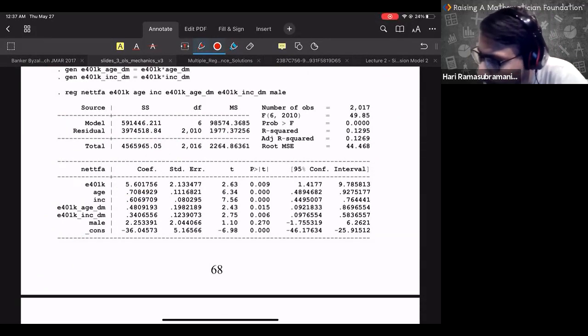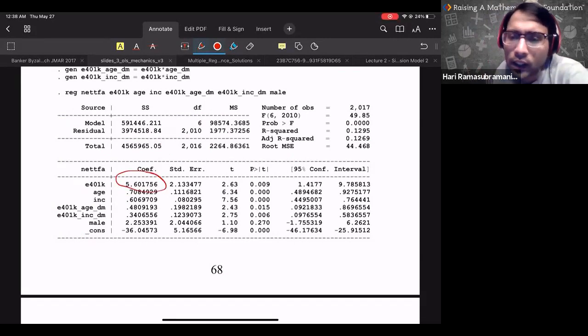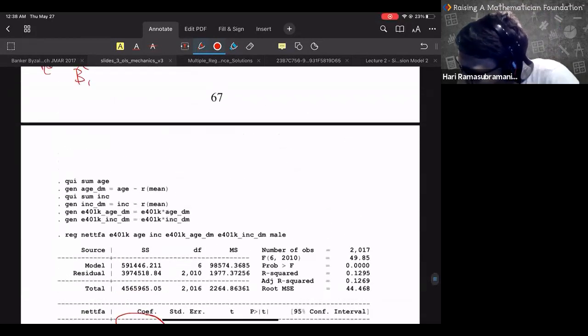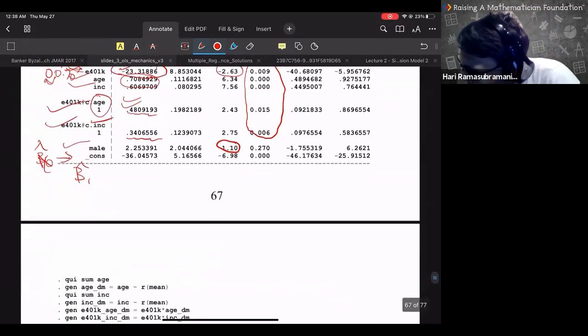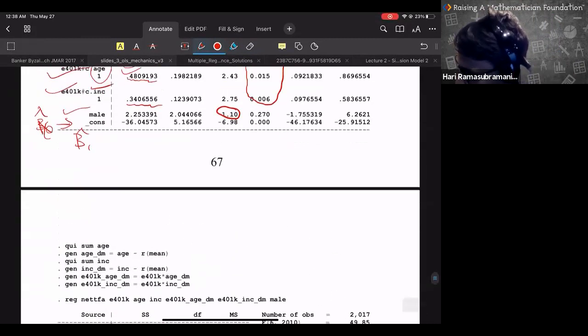Now what you are doing is you have demeaned the age and you have demeaned the income. Now if you see, this number makes sense. This number is sensible. You can see that R squared has not changed. Nothing changes. R squared has not changed. The age variable has not changed. Only the E401k has changed. Age has not changed. Income has not changed.